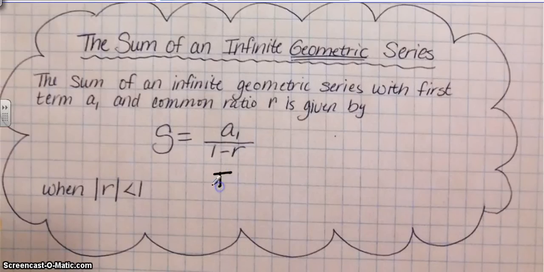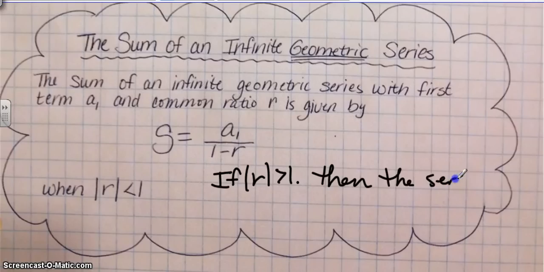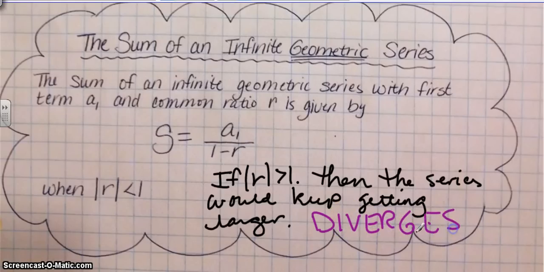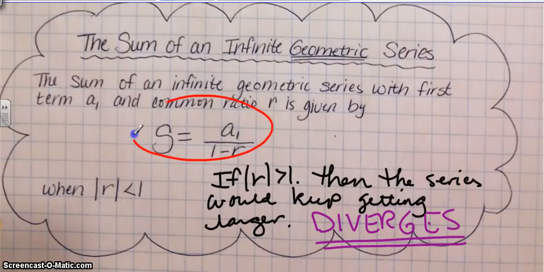So if the absolute value of r is greater than 1, then the series would keep getting larger. And we say that that diverges. The series isn't going to a certain sum. If we're using this formula and the absolute value of r is less than 1, then we say that the series converges.